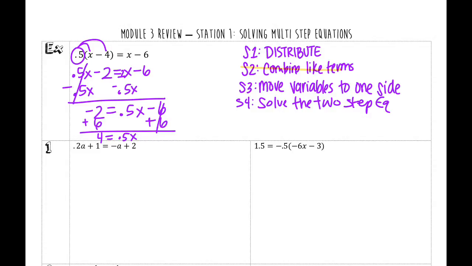And thankfully you have a calculator, so I know half of x equals 4. I'm going to divide both sides by 0.5. And I should find, if I use my calculator and type that in, that x equals 8. And there it is. I'm all done with this problem.